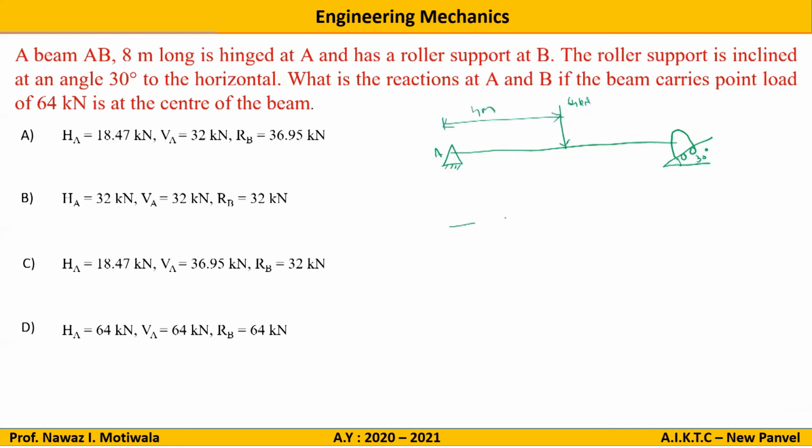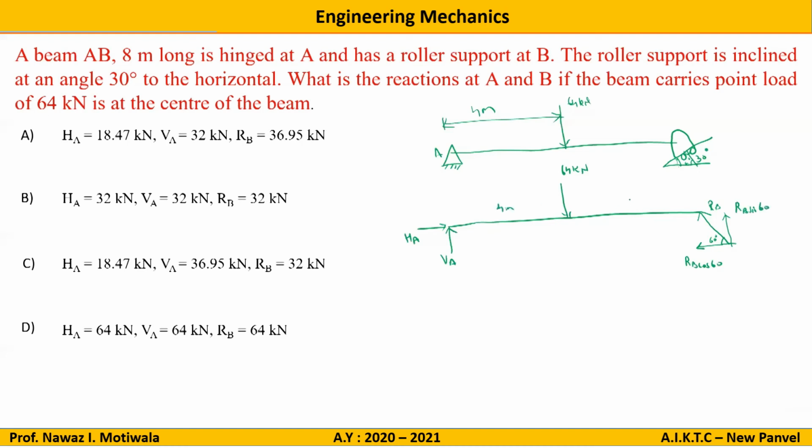Okay, let me draw the free body diagram first. In the free body diagram at A, the hinge will be replaced by two reactions, let us say VA and HA. Then there is an applied force of 64 kilonewton. Then there is a roller here, so the roller will give the reaction perpendicular to the surface. So this will be 90 degrees. If this is 30, this is 90, this will be 60 degrees. So it will give a reaction at 60 degrees. Let us say this is RB, so this is RB cos 60 and this will be RB sin 60.